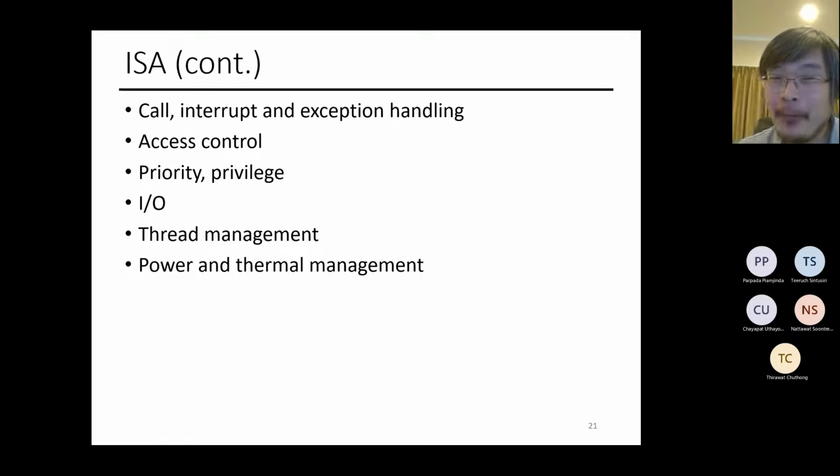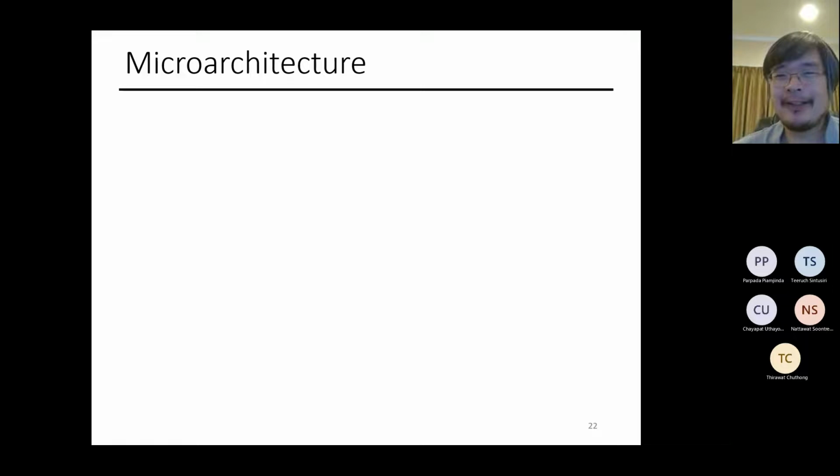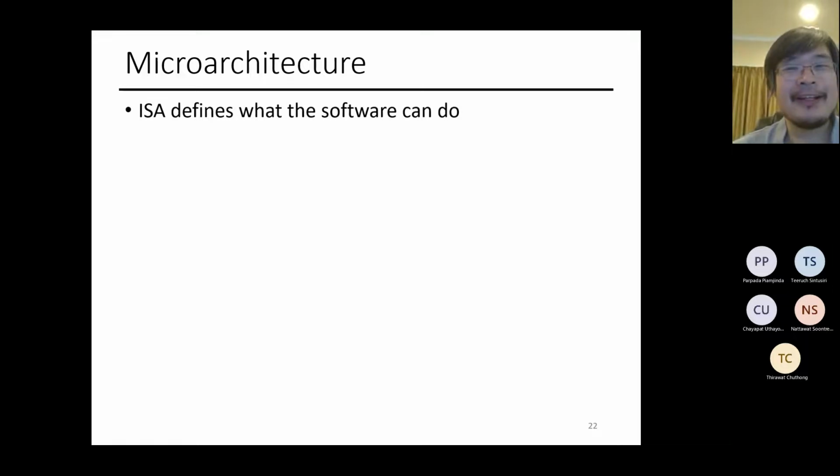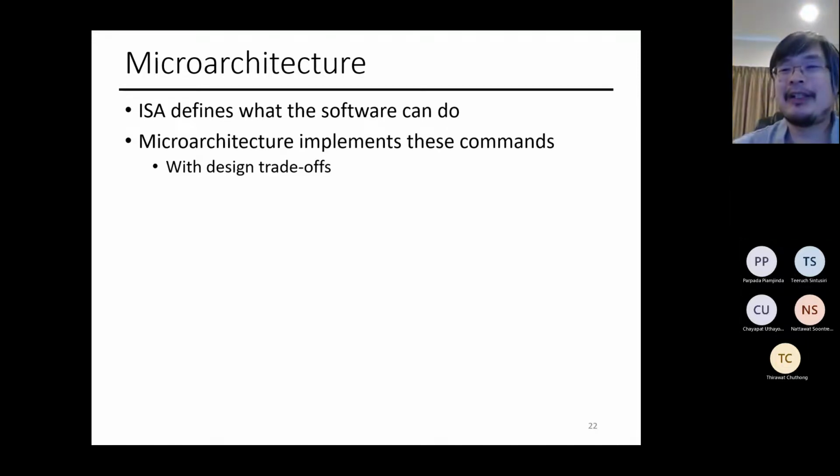These are something the programmer can see, programmer can modify, programmer can program, right? These are in the ISA. Now, the key difference between the ISA and microarchitecture is that the ISA defines what software can do. The ISA allows the programmer to interface with the hardware. Microarchitecture is the hardware that implements the commands.